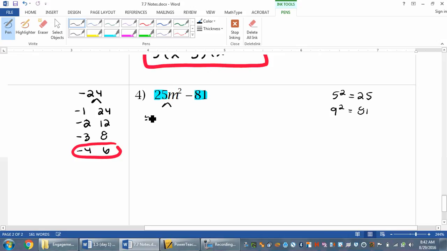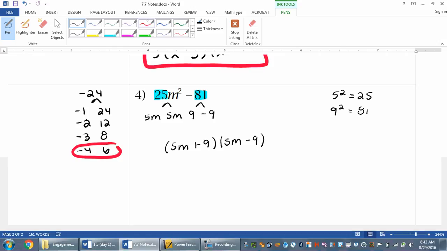So I'm going to break up 25m squared into 5m and 5m. Again, one of them is not going to be negative, so they're both positive because it's a positive 25. And 81 gets broken up into 9 and negative 9. Again, one of them is negative because of that negative sign right there. So the factors are going to be 5m plus 9 and 5m minus 9.